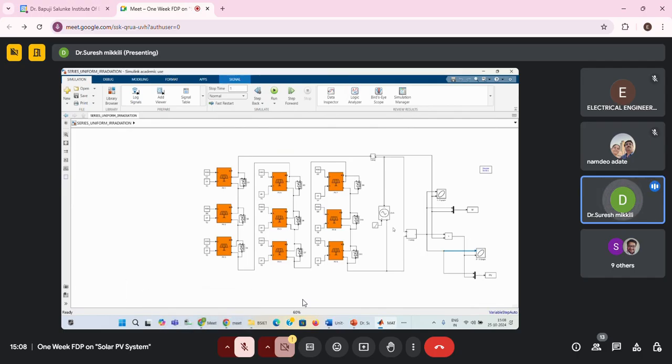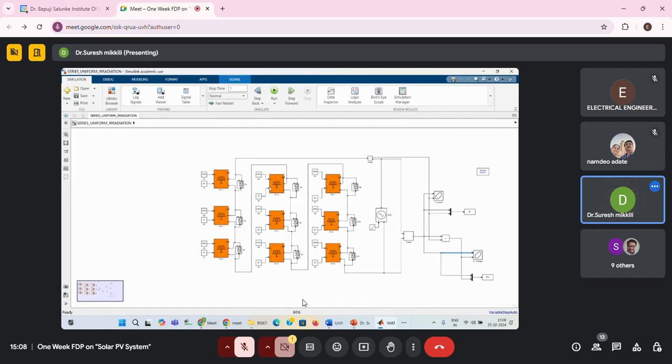How I have constructed, do you understand? First one PV module is taken, then the constant blocks are taken. One is 100, second constant block I have taken with 25. So after that I have connected all diodes. Now I'll run the show.